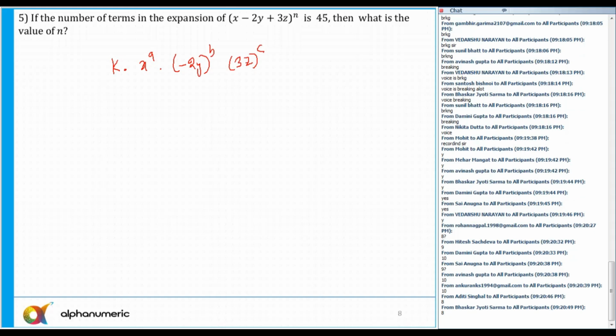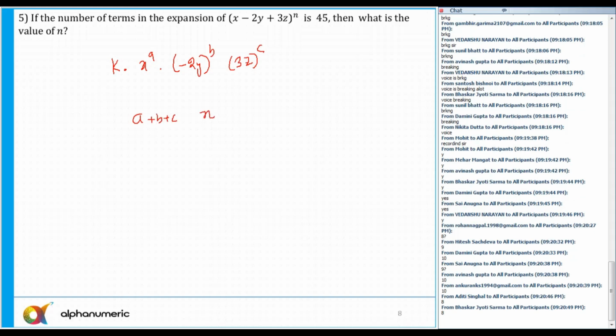Okay. But we know that the sum of the powers a plus b plus c must be equal to 45. Yes or no? Sorry, a plus b plus c must be equal to n. Alright. So I can say that the value of a plus b plus c must be equal to n.